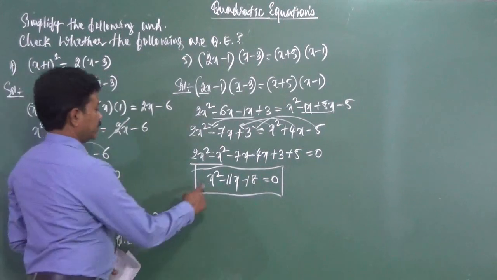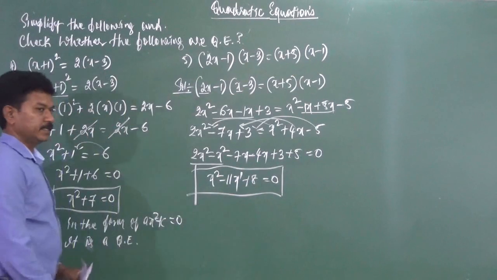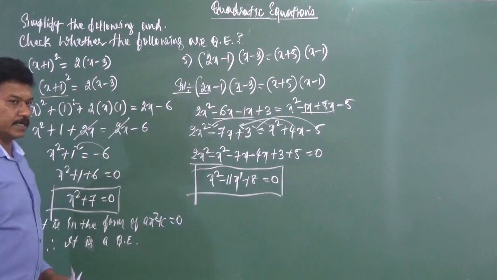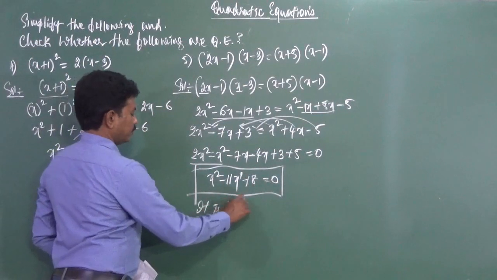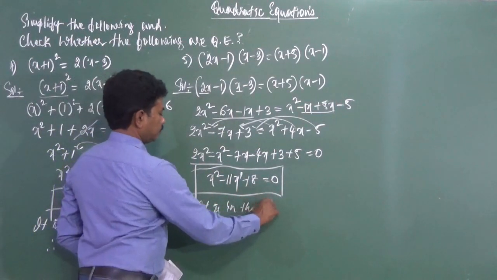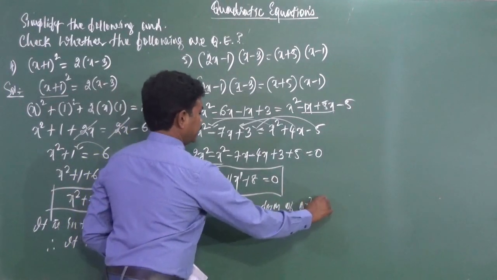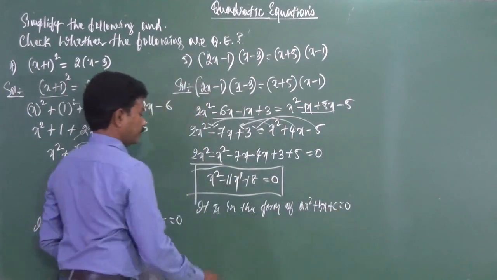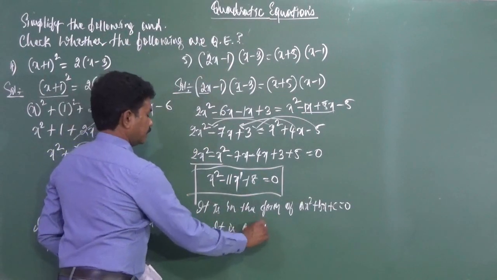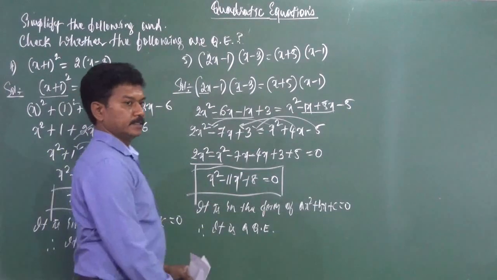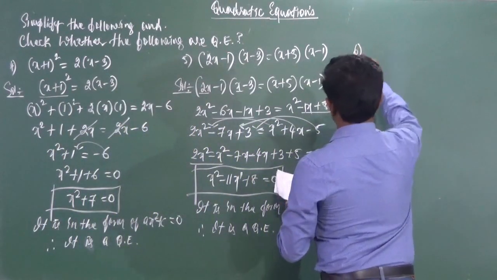So the variable exists in degree 2 as well as in degree 1, therefore I can call it an affected quadratic equation. So it is in the form of ax square plus bx plus c is equal to 0. So therefore it is a quadratic equation. Right? Okay. Let us get into the sixth problem.